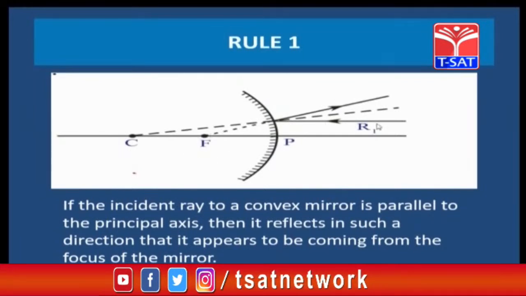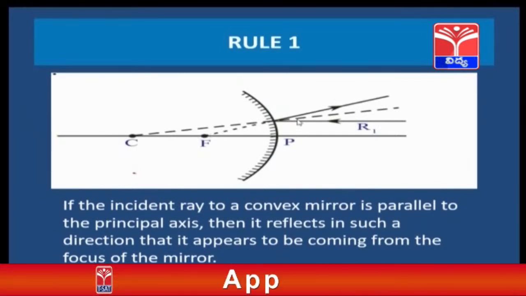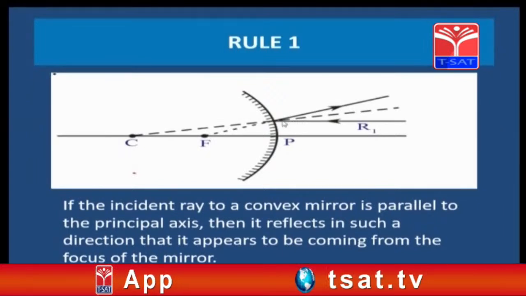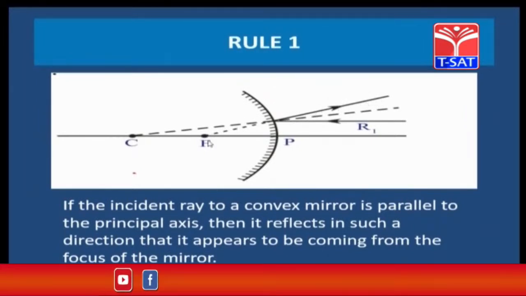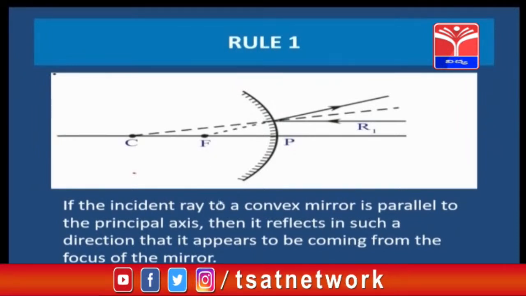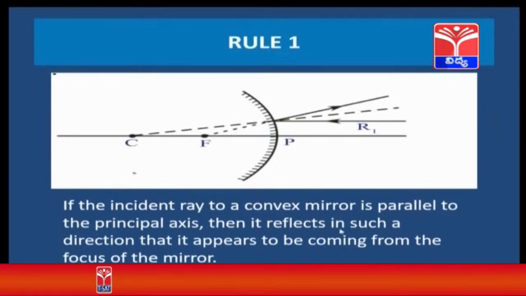So, if the incident ray is parallel to the principal axis, after reflection it gets reflected in such a direction that it appears to be coming from the focus of the mirror. Okay, children? If the incident ray to a convex mirror is parallel to the principal axis, then it reflects in such a direction that it appears to be coming from the focus of the mirror.